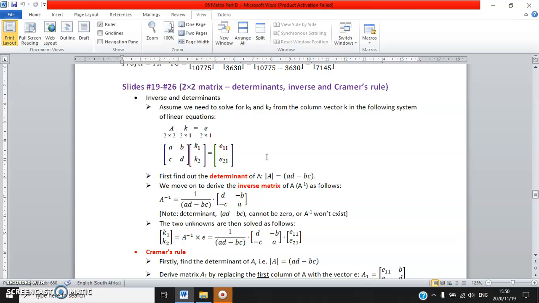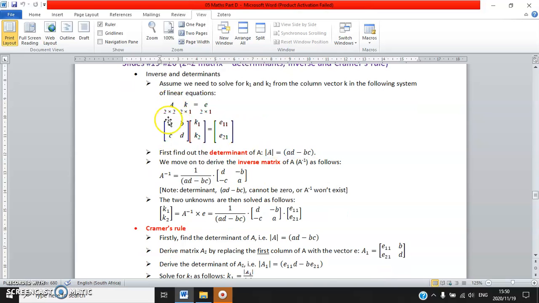It means two equations. But instead of using the simultaneous equation method, you are rather forced to use the matrix method to solve for the two unknowns K1 and K2. Okay? So for the 2 times 2 matrix A, this time I use A, B, C, and D to represent the four entries instead of A11, A12, and so forth. The elements in A and E are given, but K1 and K2 are not given. You have to solve for K1 and K2.